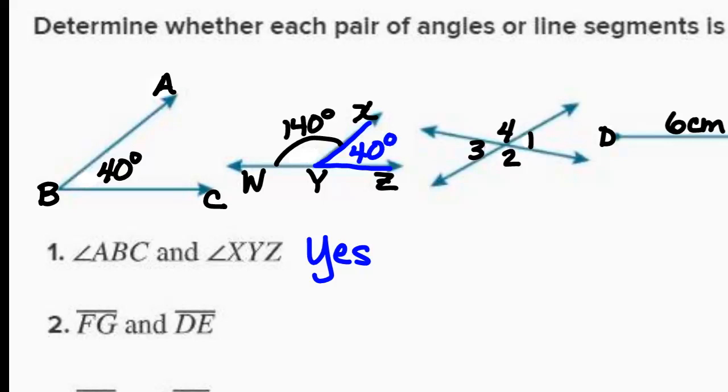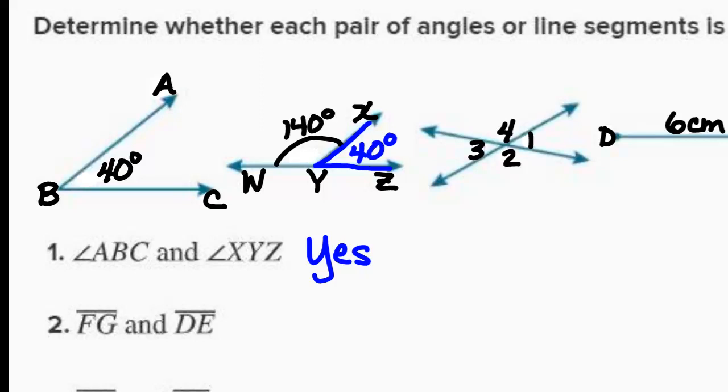That's absolutely correct. Fantastic explanation. XYZ and XYW are a linear pair, so they have to add up to 180. We know that XYW is 140 degrees, so XYZ has to be 40, which is the same size as ABC. Remember, to be congruent means their sizes are equal.